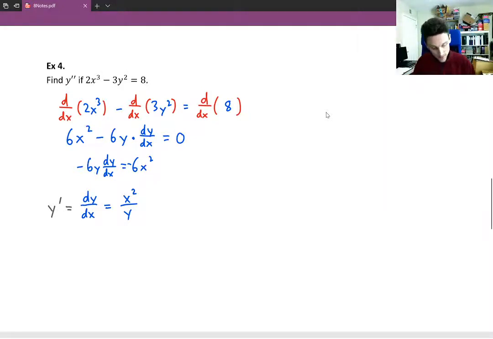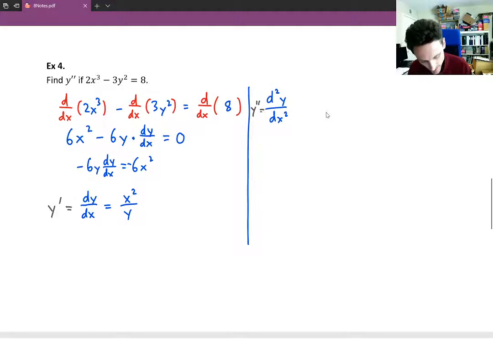Now to find the second derivative, we're going to take the derivative of the first derivative. So the second derivative, which we can write using Leibniz notation like this, or squeezing it in, this is y double prime. That's another way of writing that. We're going to take the derivative of the first derivative, where the first derivative is x squared over y.